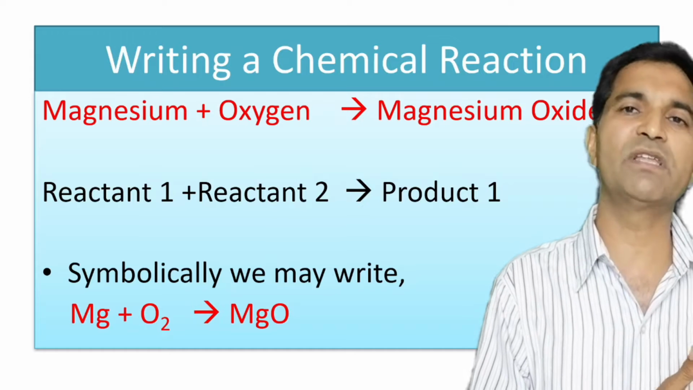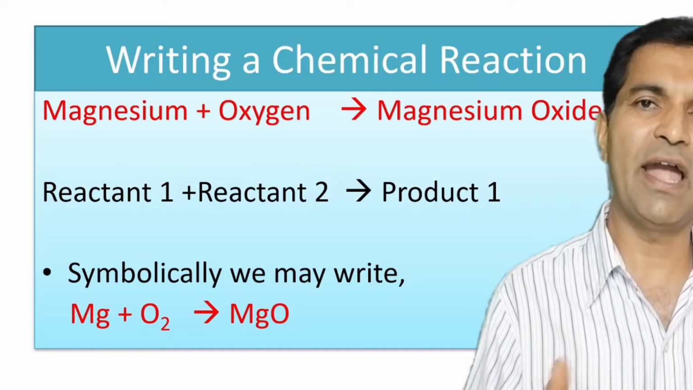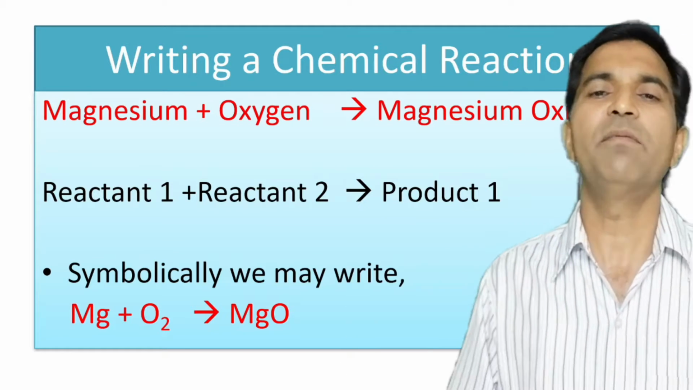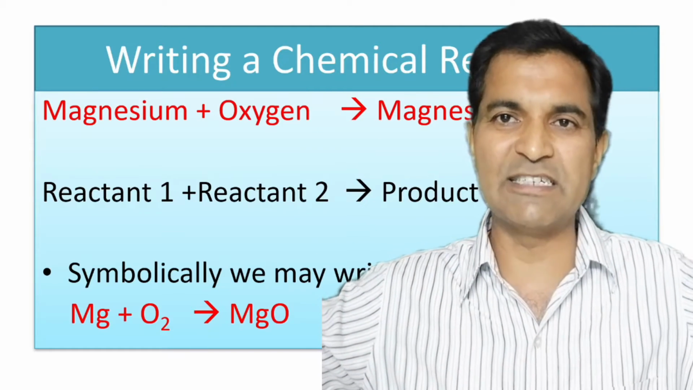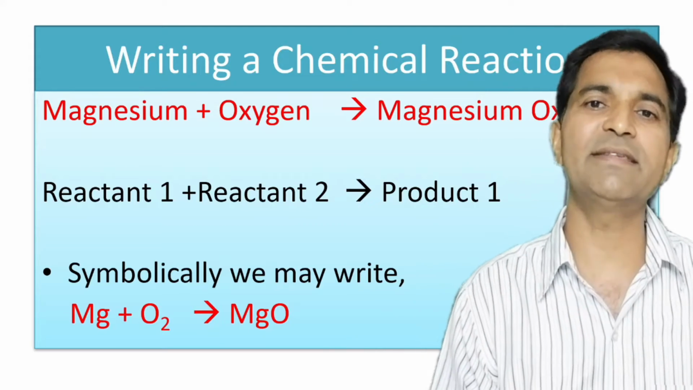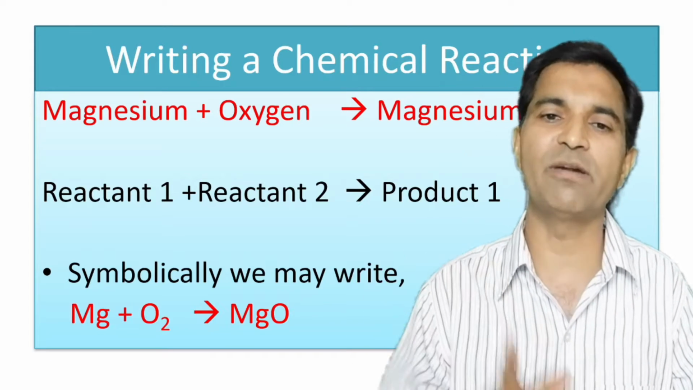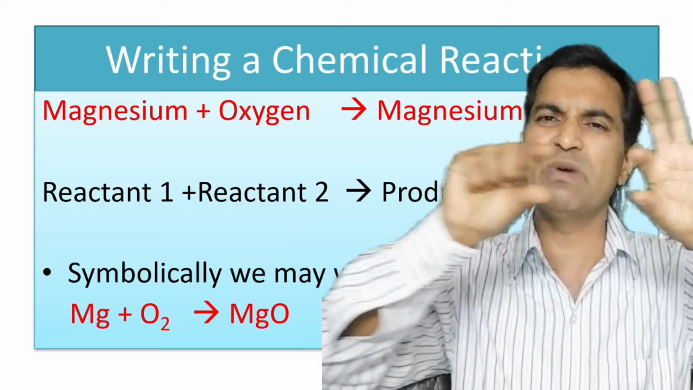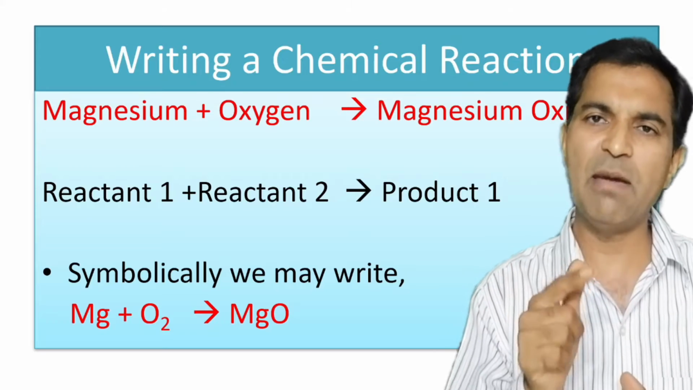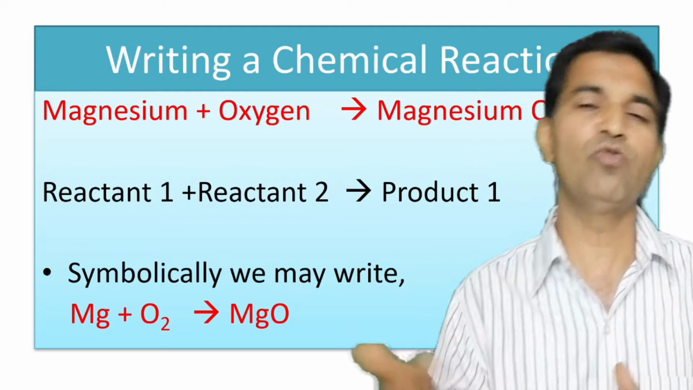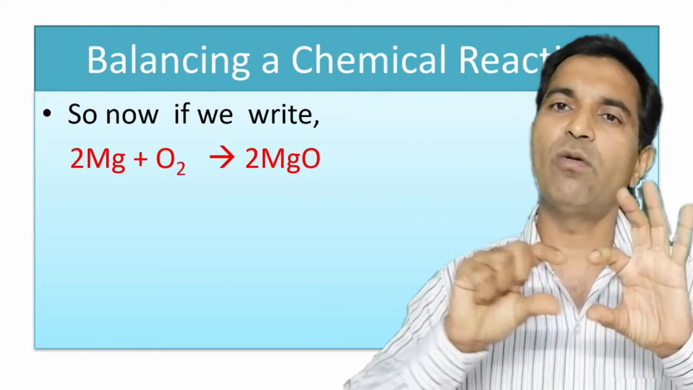For example, we discussed the burning of magnesium in the presence of oxygen, giving white dazzling light and white powder. So we may write in words: magnesium reacts with oxygen to give magnesium oxide. This is the verbal expression. Reactant 1, magnesium, combines with reactant 2, oxygen, and produces magnesium oxide, product number 1. Symbolically, because it is cumbersome and complex to write the full equation in words, we write Mg, magnesium, reacts with O2, oxygen, to produce MgO. This is known as a chemical reaction in the form of notations.